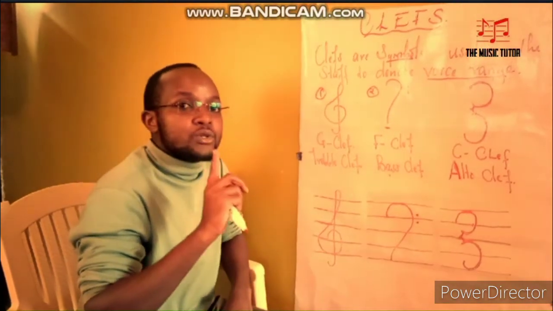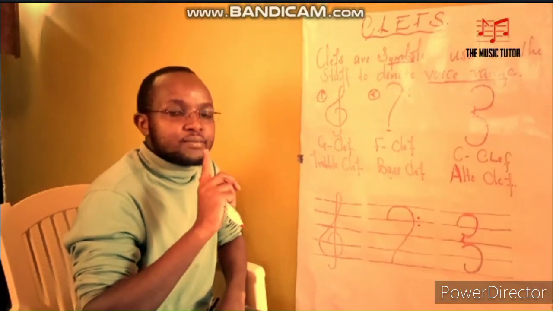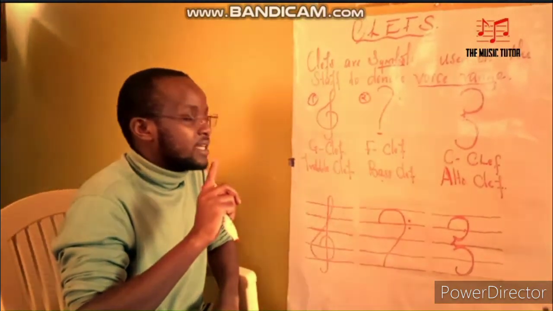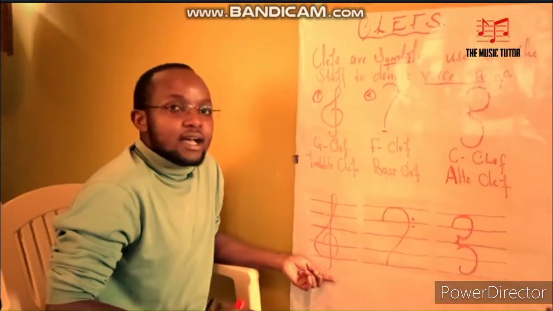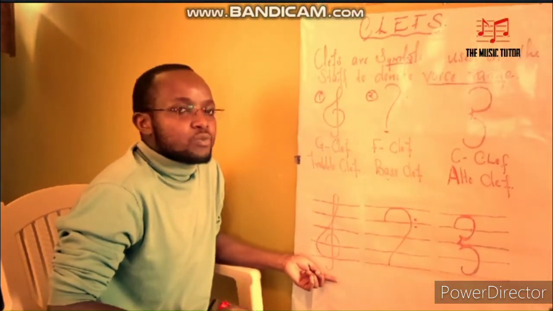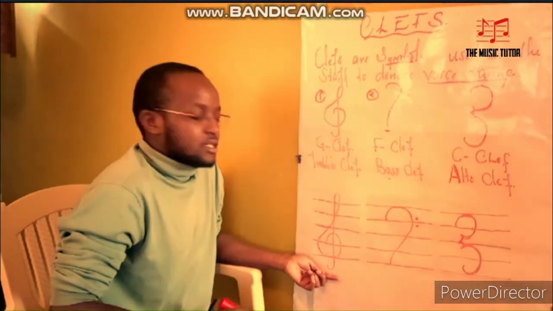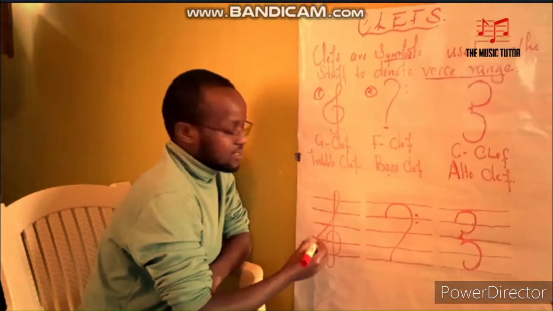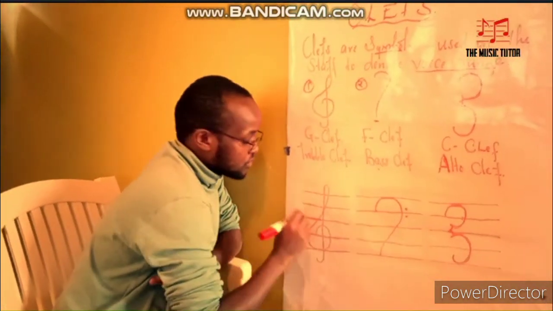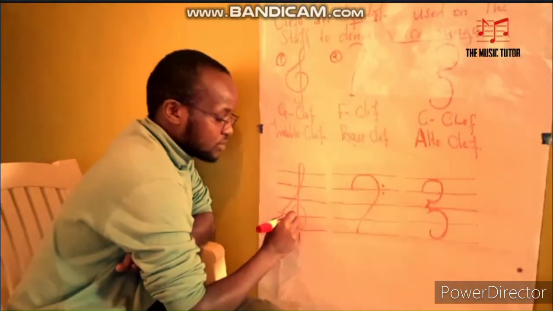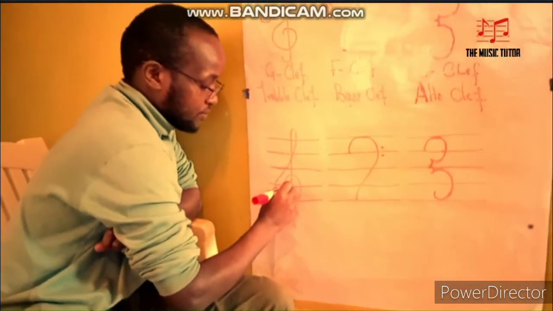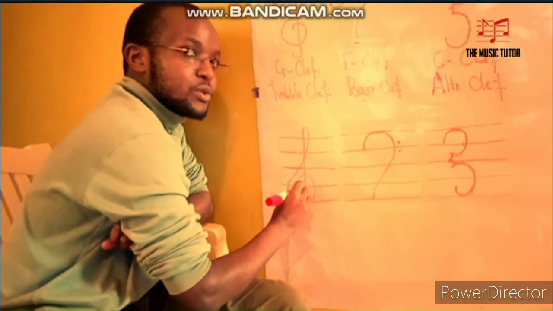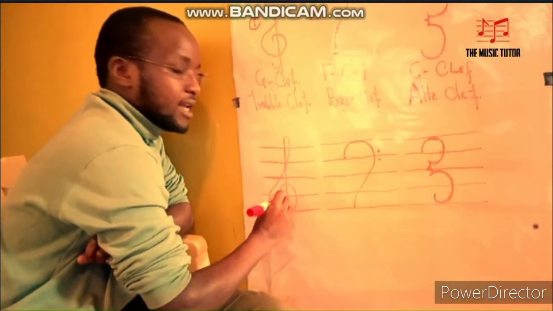This is how you draw the clefs on a staff. Remember, we said a staff is a set of 5 lines superimposed on each other. These are 5 lines. I help you to draw the clef. We start with the G clef. You start drawing from the second line from below.